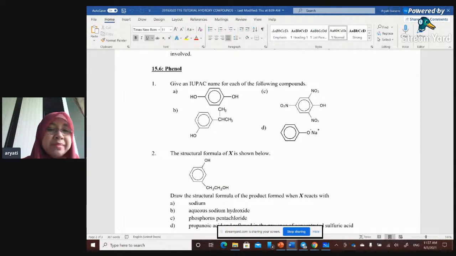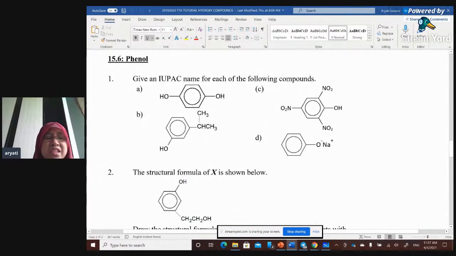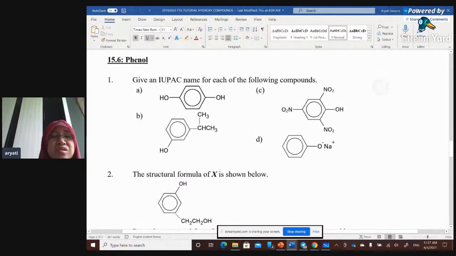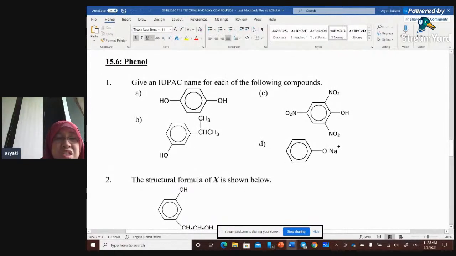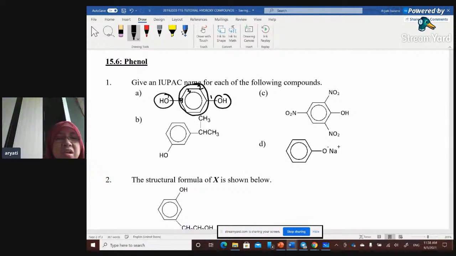Okay. Give an IUPAC name for each of the following compound. So actually IUPAC nomenclature ni saya rasa kamu dah sepatutnya very expert sebab each chapter pun belajar IUPAC nomenclature. And I have plans to skip IUPAC nomenclature for the next chapter. Sebab saya rasa dah pandai kan. So tak apalah, ini kita bincangkan. So give IUPAC nomenclature for the compound. So this one is benzene as your parent. So OH bonded to carbon number 1, 2, 3, 4. So OH, hydroxy will become your substituent.